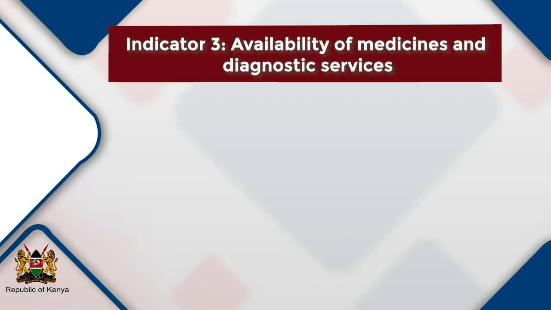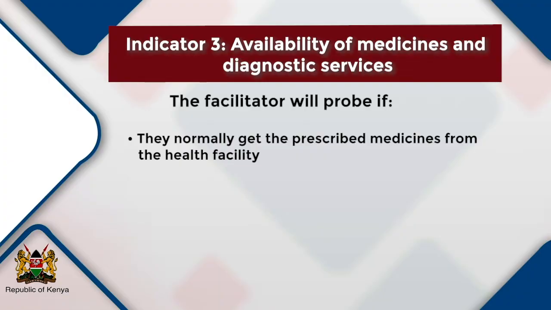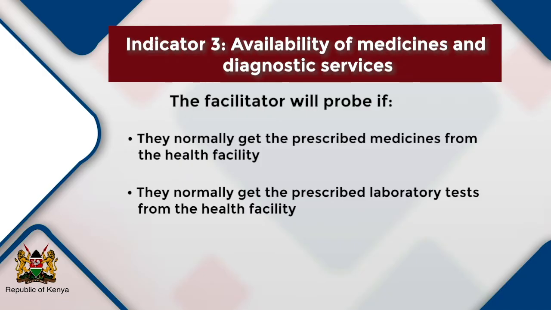Indicator 3. Availability of medicines and diagnostic services. The facilitator will probe if: 1. They normally get prescribed medicines from the health facility. 2. They normally get the prescribed laboratory tests from the health facility.